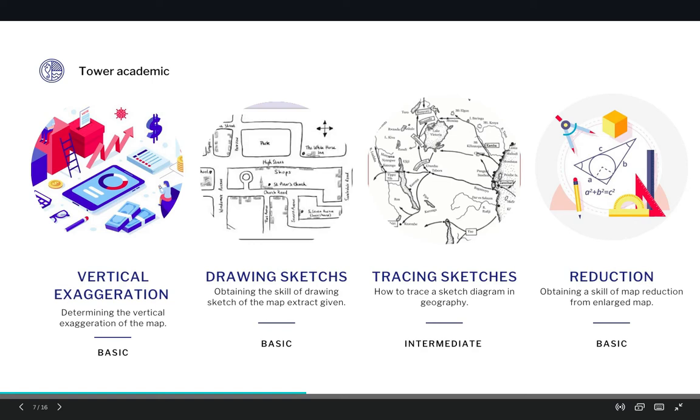Still, when you're enlarging, they will give you a scale factor. A scale factor will say the number of times that they will ask you to enlarge that map. If it is 2, you will enlarge it by 2. If it is 3, you enlarge it by 3. So we just go by the question as it has been asked.